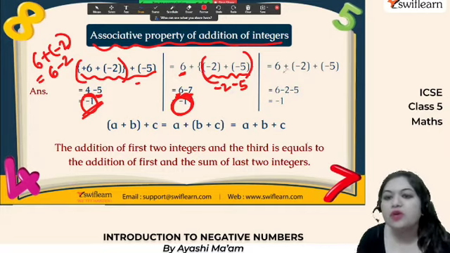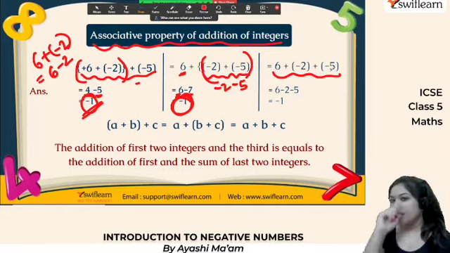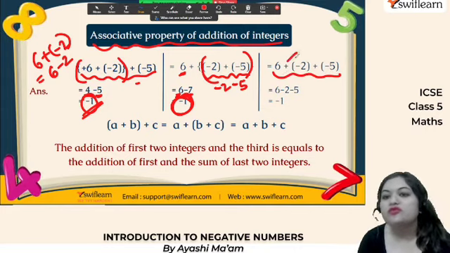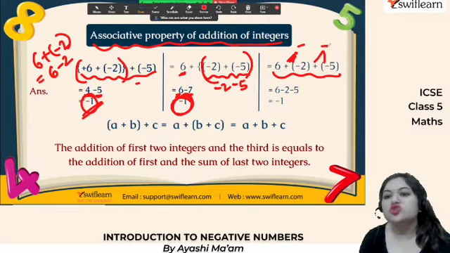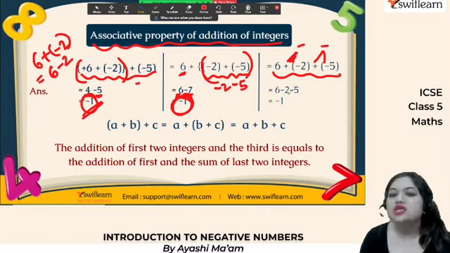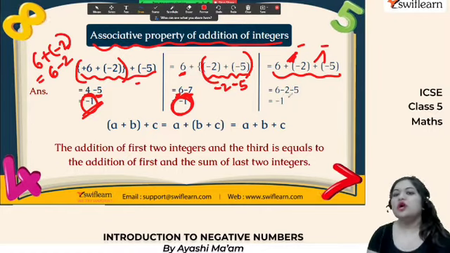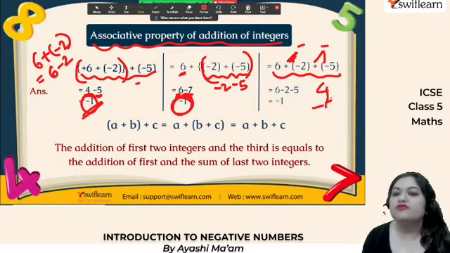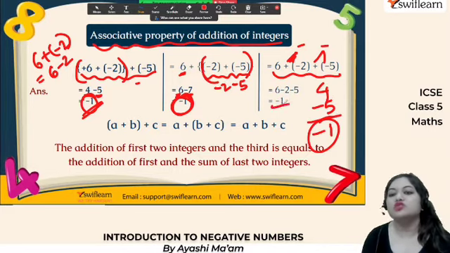Okay. And now if we do it all together, for example, if you just remove the brackets, this plus minus will become minus, and here also plus minus will become minus. So you are getting the answer as 6 minus 2 minus 5. So even if you do it like this, what is 6 minus 2? 6 minus 2 is 4, and then 4 minus 5 is going to give us minus 1 only.